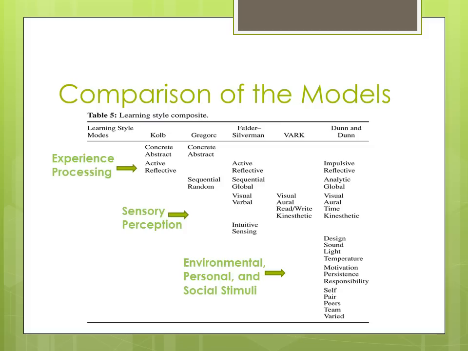And then the Dunn is the only one that addresses that last category, as we talked about, with the environmental, personal, and social stimulus. So the environment, the lighting and the temperature, and then the motivation that they have, whether they're encouraged or not encouraged, or they like to work alone or they like to work together, and adding those aspects to the learning theory models and asking the question, how do these also influence learning?